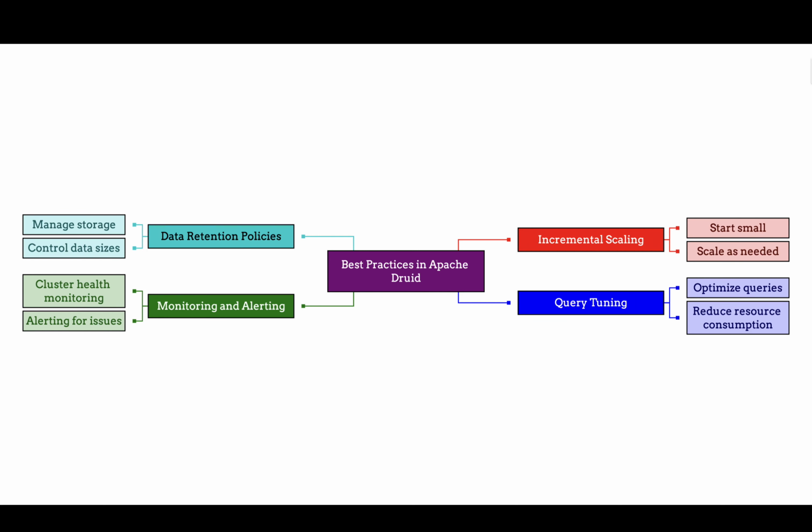Best practices in Apache Druid. 1. Incremental scaling. Start with a smaller deployment and scale as needed to understand performance impacts. 2. Query tuning. Regularly tune and optimize queries for efficiency and to reduce resource consumption. 3. Monitoring and alerting. Implement monitoring for cluster health and performance, with alerting for potential issues. 4. Data retention policies. Establish data retention policies to manage storage efficiently and keep data sizes in check.